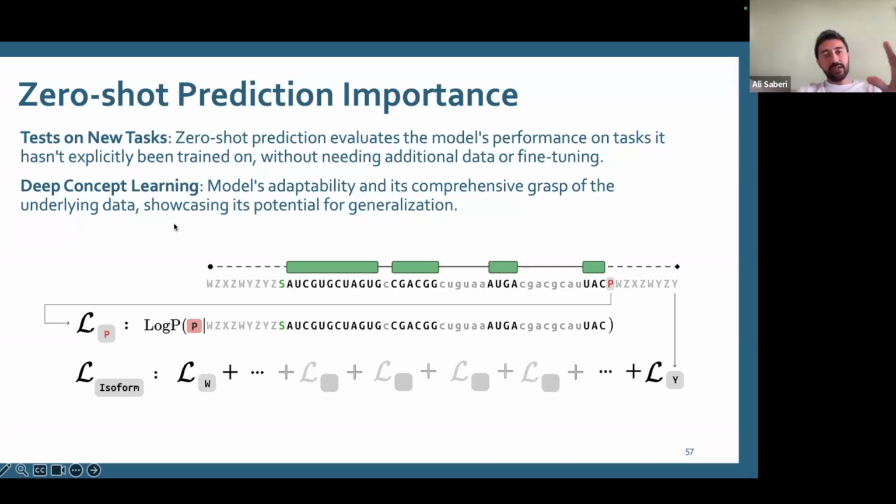Here we focus on likelihoods and two types of likelihoods: the likelihood of the P token, the poly A tail token, and the likelihood of the entire isoform. The reason is that for the model to predict this token, it needs to see all of the previous tokens. It's a convention in causal language modeling to take the last token as the representative token for the entire sequence. Here, we took the last RNA token of this isoform, which we call the likelihood of the P token, or the likelihood of the entire isoform, which is the sum of the likelihoods of all of the tokens. So these are two representatives of isoform sequences.